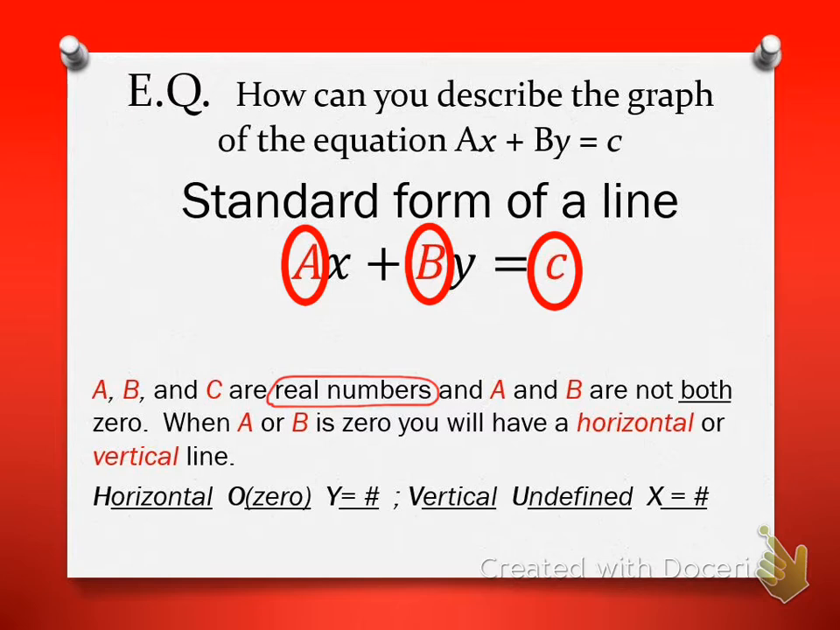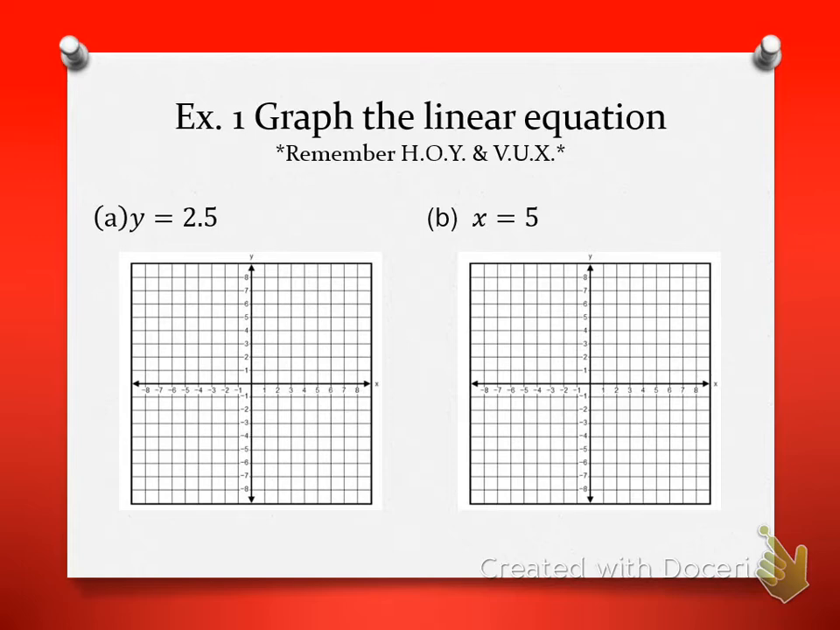So if we can commit this to memory, and I want you to highlight it once you've filled in the blanks, we are going to be able to do example number 1 very, very quickly. Again, the only directions we see are graph the linear equation. But look at the equations. We have y equals 2.5 and we have x equals 5.